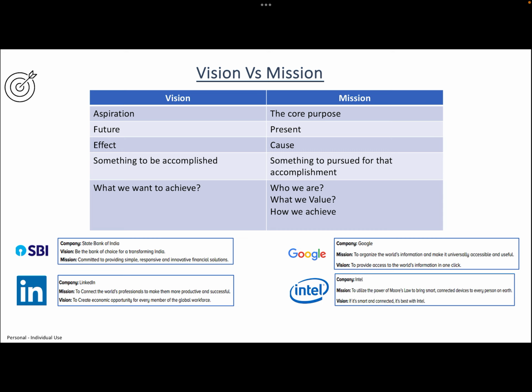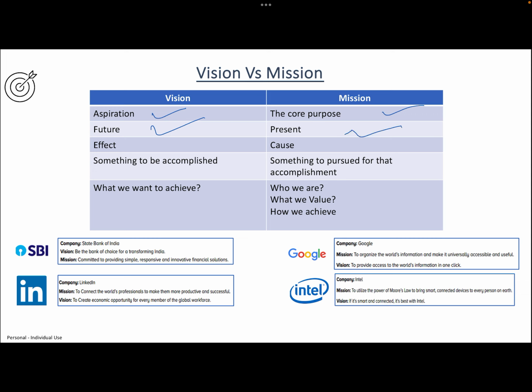What is the mission and vision statement difference? Vision versus mission. Vision is an aspiration. Tesla's aspiration was to make sustainable growth across the globe, but the core purpose is to produce electric cars. So this is a huge aspiration and it is a core purpose. It is the future, what is expected in the longer run.